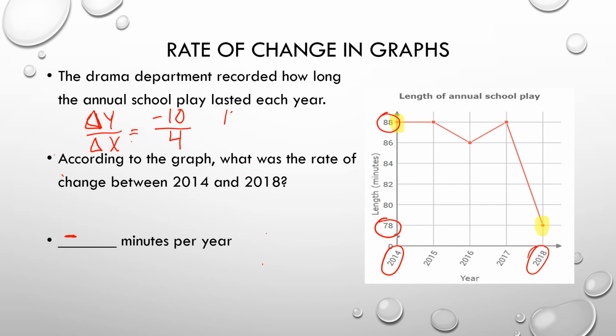And we need to simplify this 10 over 4. So 2 goes into 10 5 times and into 4 2 times. So we could say 5 halves, or we could say 2 and 1/2, which is just converting that 5 halves to a mixed number. But negative 5 over 2, which could also be written as negative 2 and 1/2, or negative 2.5.